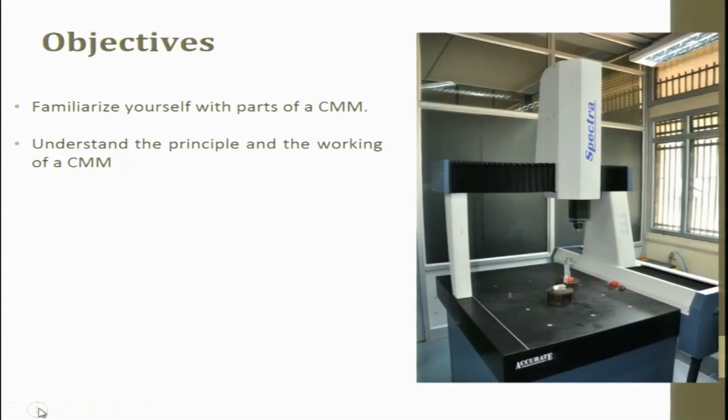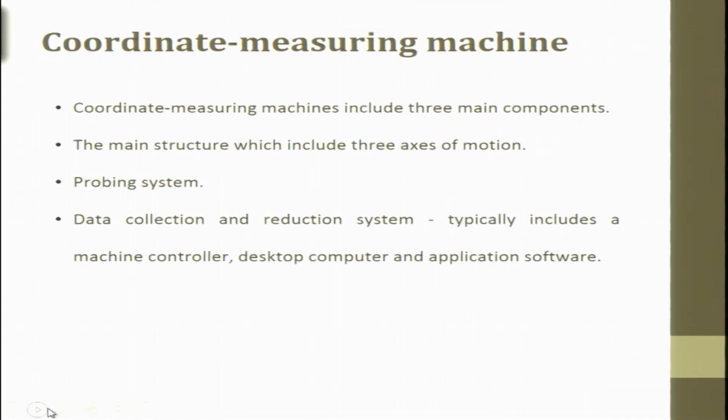The objectives of this lecture are to familiarize yourself with the parts of the CMM, the specific CMM we have, the Spectra CMM in our laboratory, and to understand the principle and working of a CMM. A coordinate measuring machine includes 3 major components. Number 1 is the main structure, which includes 3 axes of motion, x, y and z axis. Number 2 is the probing system. As I said, we have a mechanical probing system here. Number 3 is the data collection and reduction system.